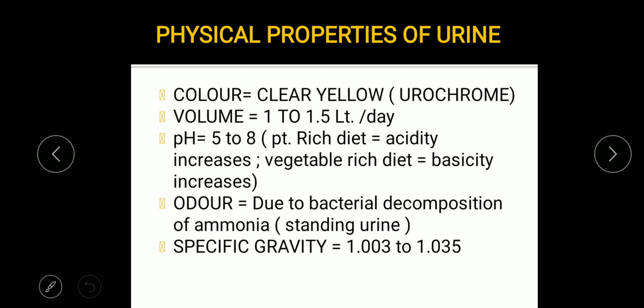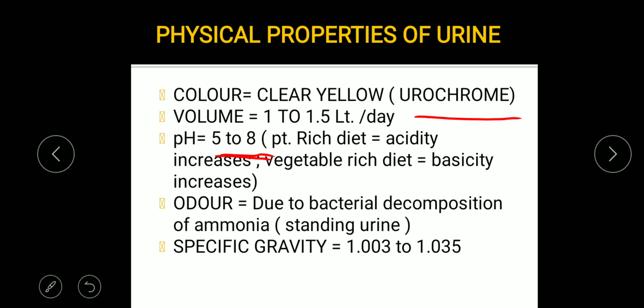Now what are the physical properties of the urine? The color of urine is clear yellow, and this clear yellow color is due to the presence of urochrome. Now what is the volume of urine produced? The volume of urine produced every day is 1 to 1.5 liters per day. And what is the pH of it? The pH of urine is 5 to 8. 5 means acidic, 8 means slightly basic.